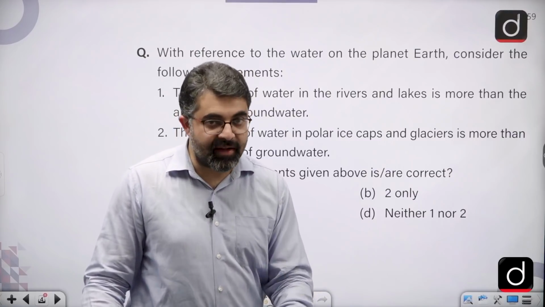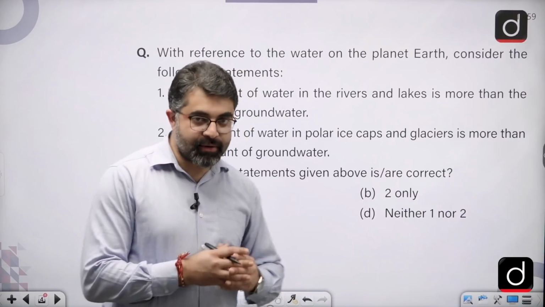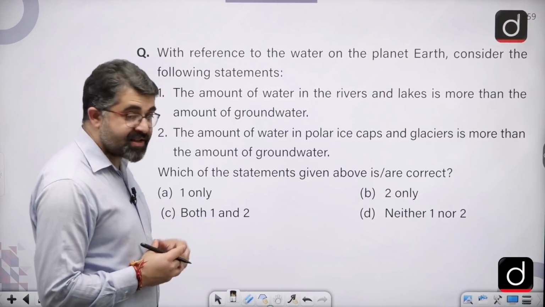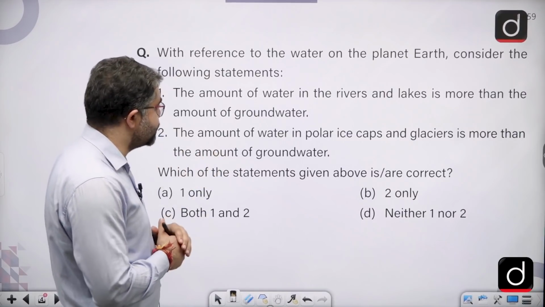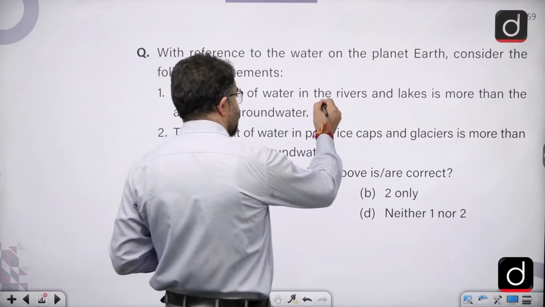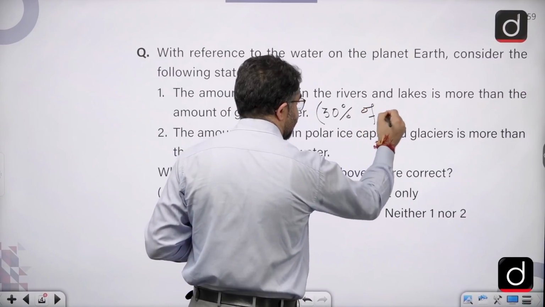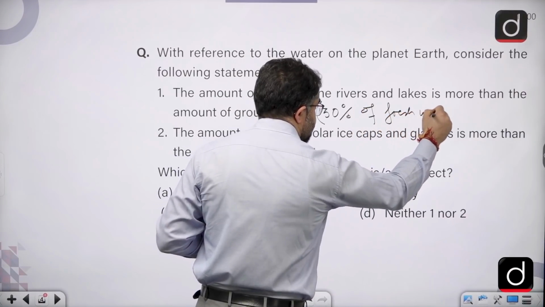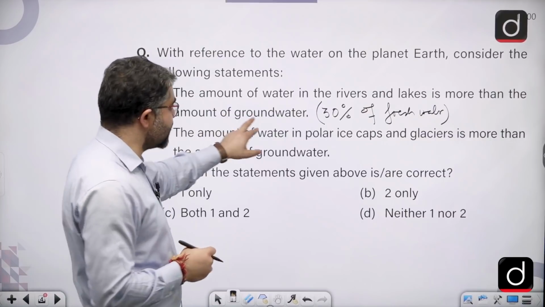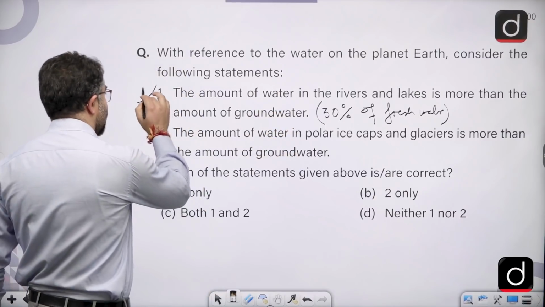It can be asked in the interview also. So we should prepare for the water resources. What is the statement? Statement is the amount of water in rivers and lakes is more than the amount of groundwater. Yes, because it's a source of fresh water. One of the largest sources of fresh water is groundwater, containing nearly about 30% of the fresh water. So definitely it is groundwater that has more water than the rivers. So this statement number 1 is incorrect.